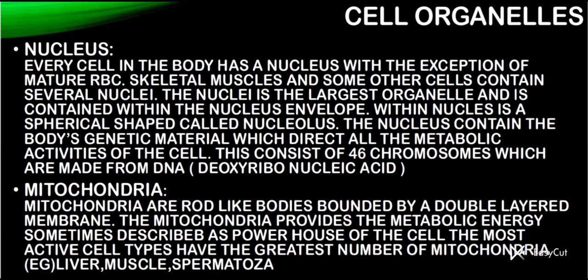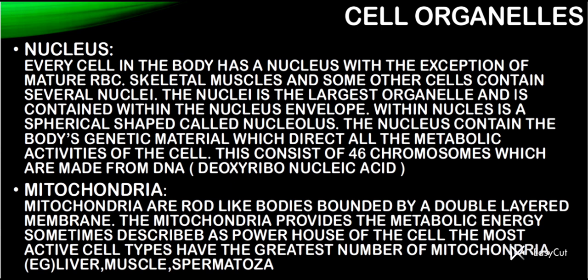The next thing is the organelles. First we are going to discuss the nucleus. All cells have a nucleus except RBCs. If you see a mature RBC, there is no nucleus. Most cells have only one nucleus, but skeletal muscle has many. What do you mean by skeletal muscles? The muscles attached to bones. Under the microscope, skeletal muscle consists of many nuclei.